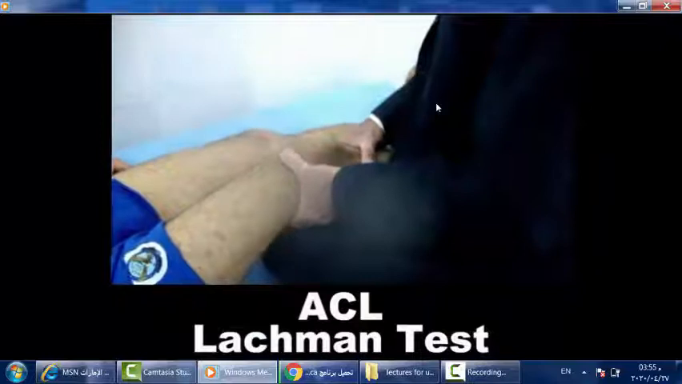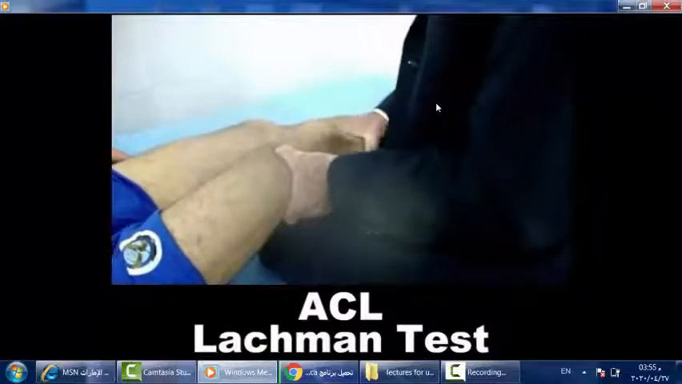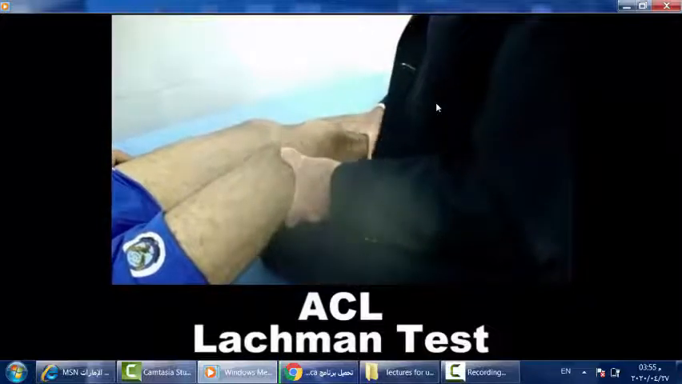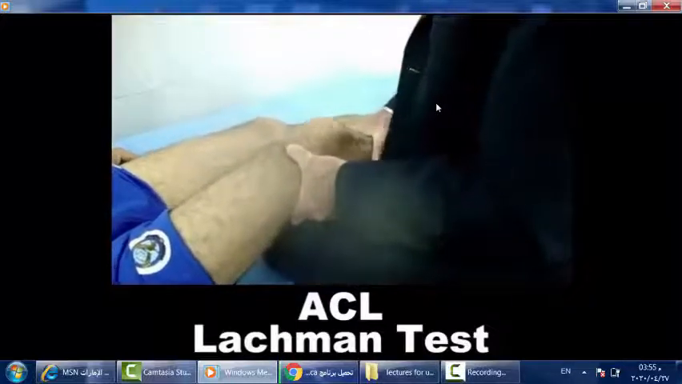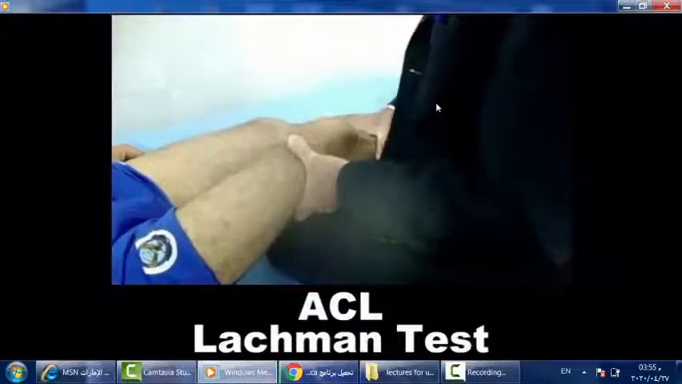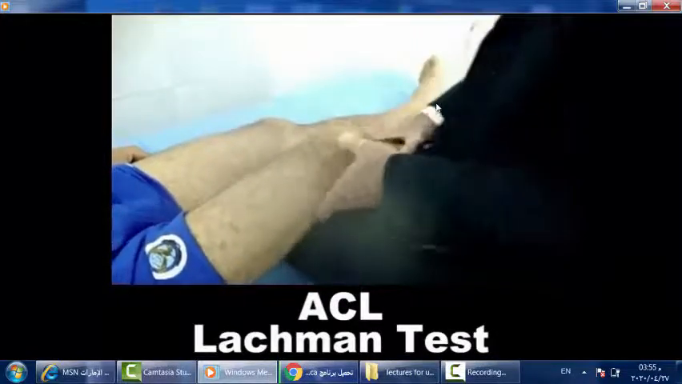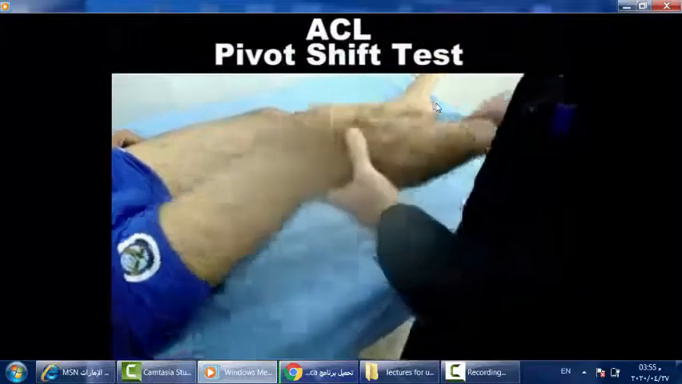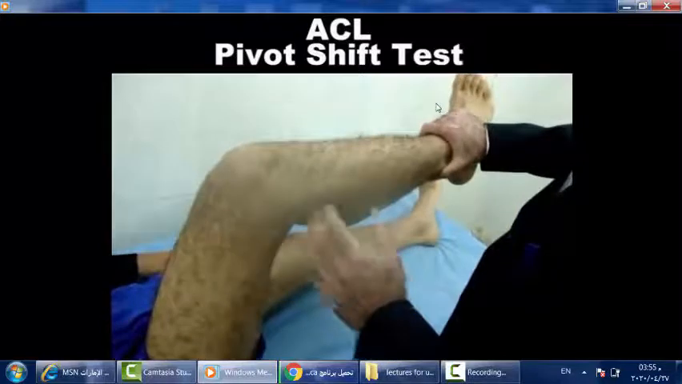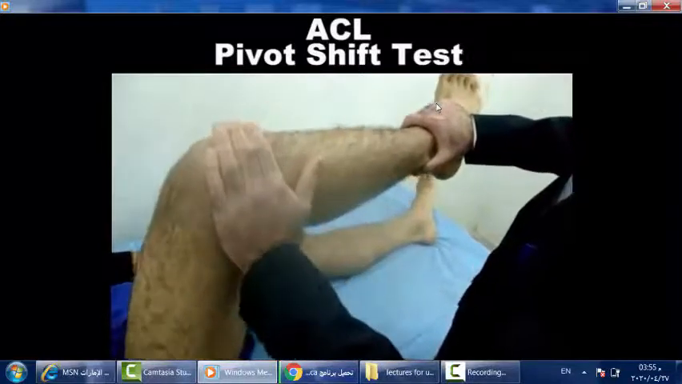The second test for the ACL is the Lachman test, which is to flex the knee of the patient to 20 degrees, supported on the knee of the examiner, holding the leg from the femur and from the upper tibia with each hand, making a to-and-fro motion up and downward. Excessive motion indicates ligament injury.